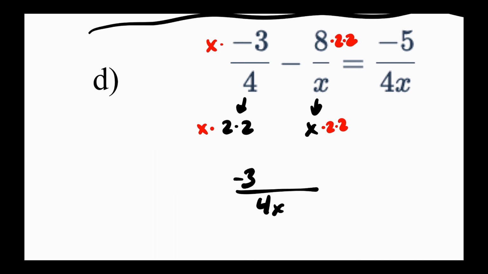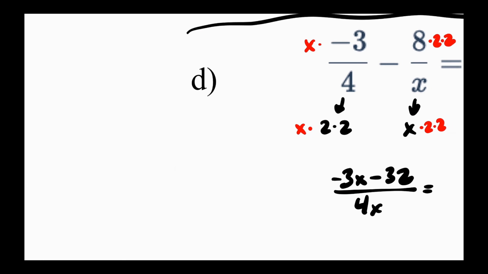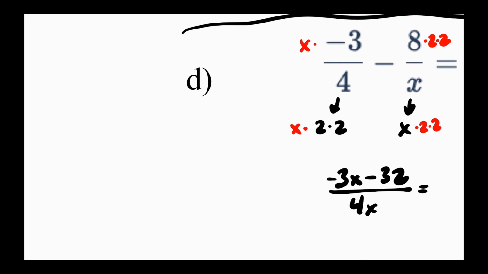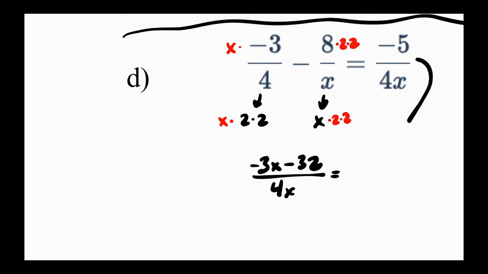The top is -3x minus 8 times 2 times 2, 32. Okay. Can't combine like terms because one has an x and one doesn't. -3 has an x, -32 doesn't. Okay. That's where we stopped last week on your quiz. But now, today, we got to bring this other guy down that I haven't used, -5/4x.